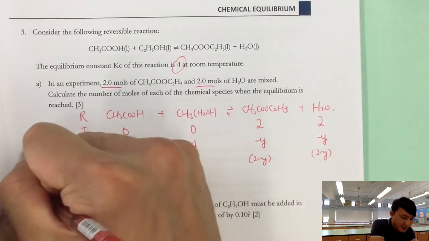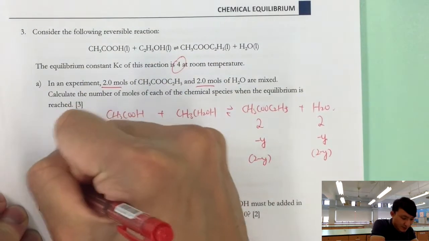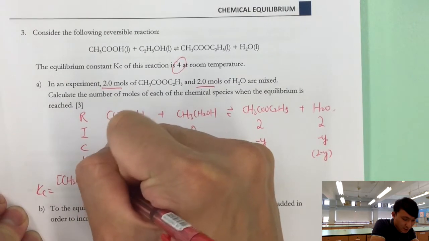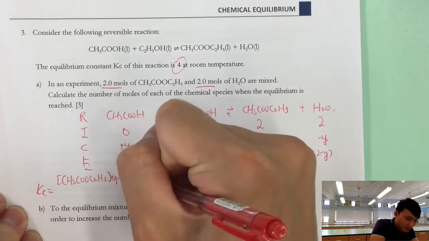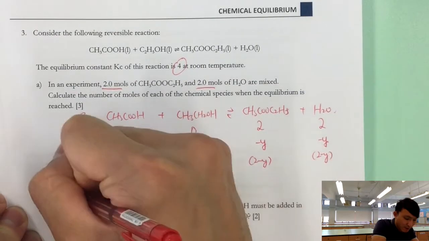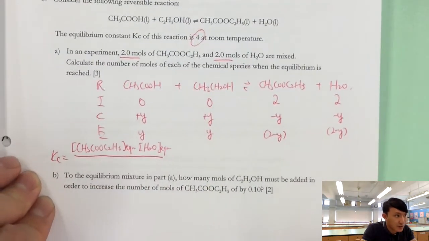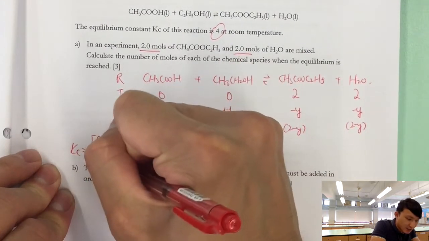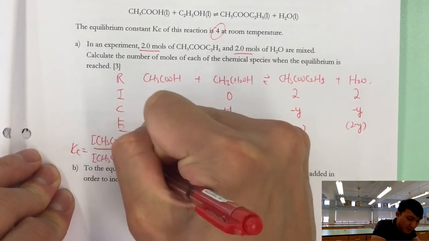So Kc equals the ester at equilibrium multiplied by water. Now remember, water is not a solvent. Water is one of the reagents in this particular example.